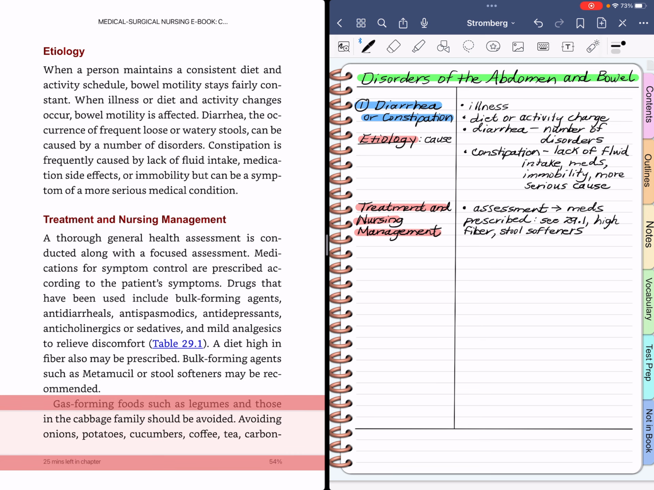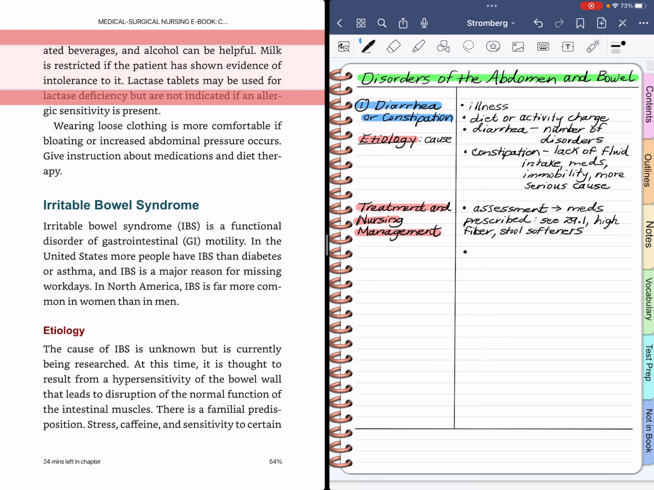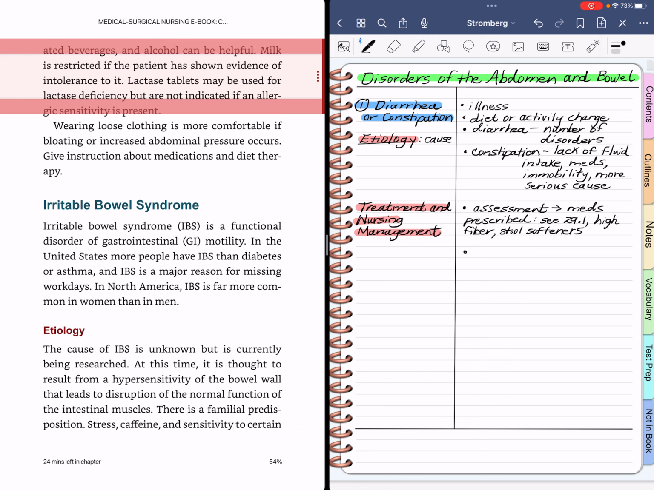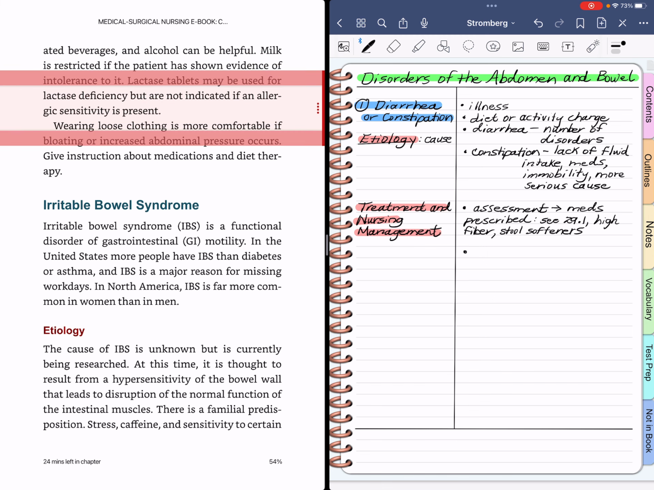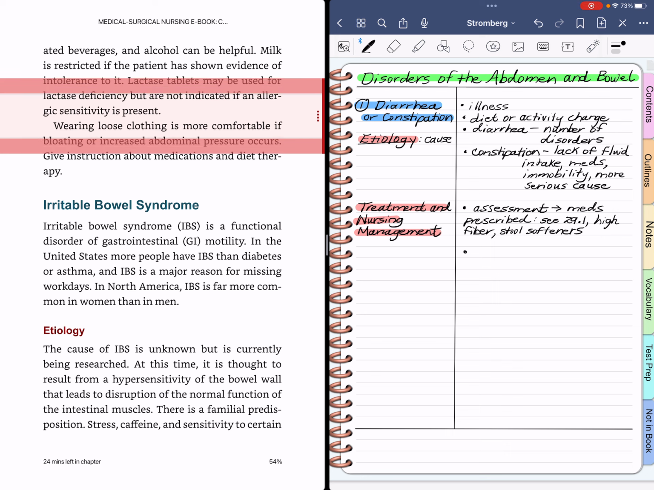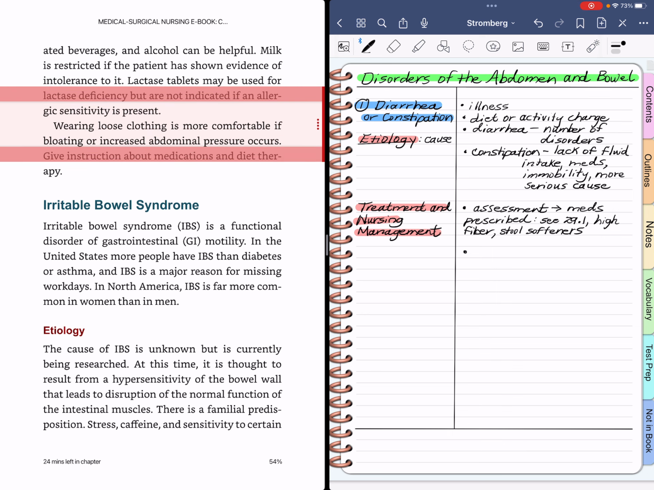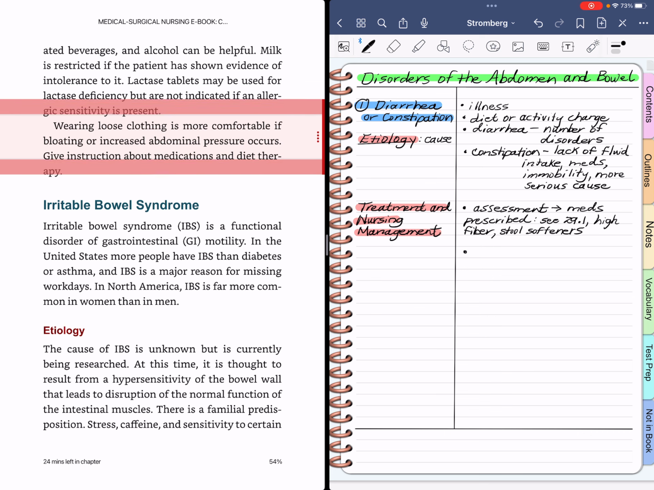And then we get to the next paragraph, and I'm going to make that a bullet. Gas-forming foods, such as legumes and those in the cabbage family, should be avoided. Avoiding onions, potatoes, cucumbers, coffee, tea, carbonated beverages, and alcohol may be helpful. Milk is restricted if the patient has shown evidence of intolerance to it. Lactase tablets may be used for lactase deficiency but are not indicated if an allergic sensitivity is present.